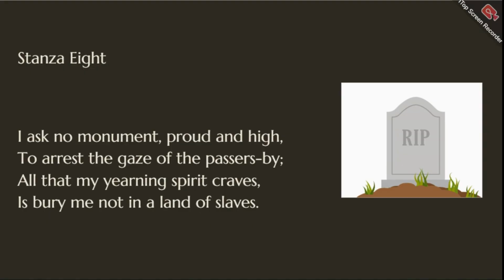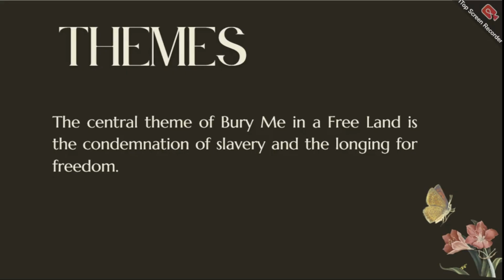So, the central theme of the poem Bury Me in a Free Land is a condemnation of slavery and the longing for freedom. So, here Frances Harper powerfully expresses the emotional and psychological toll of slavery, not just on the enslaved individuals, but also on those who are aware of its existence.